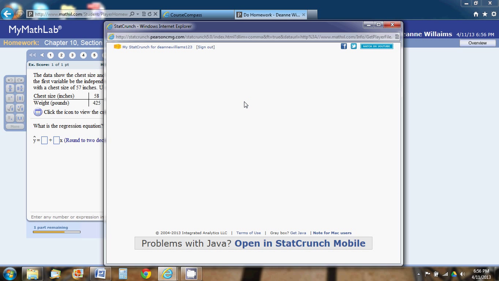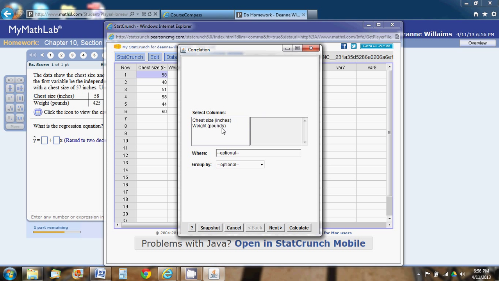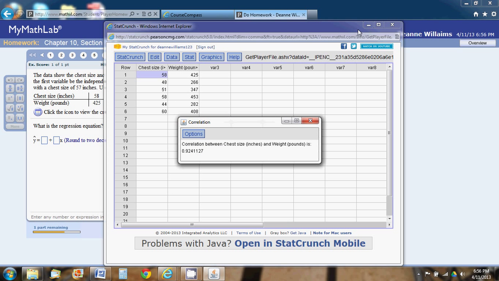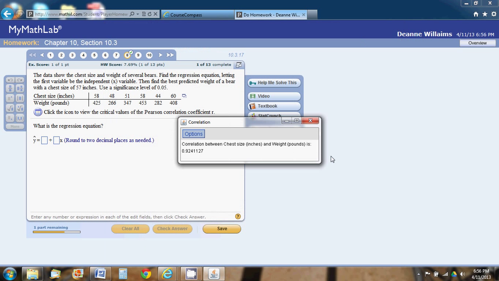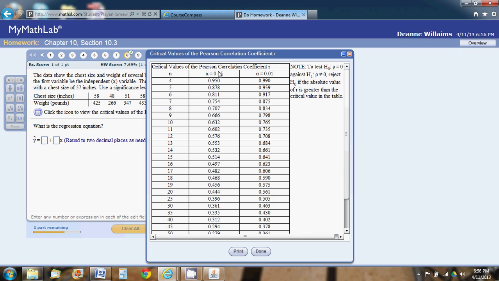So we'll open our data in StatCrunch, and we will find the correlation coefficient between those two variables. And then we're going to compare that to our Pearson's R. Again, our significance level is 0.05 and we have 6 data points. So we're going to look in this column and 6 data points. So there's our critical value.